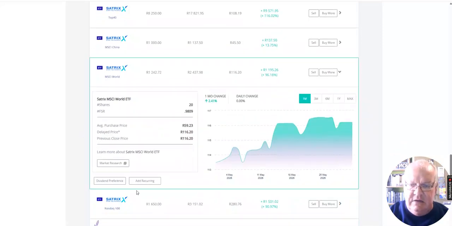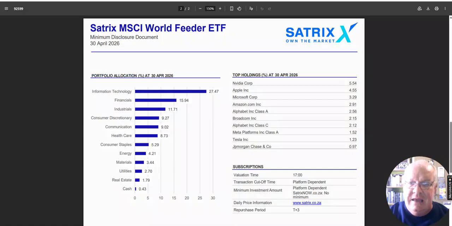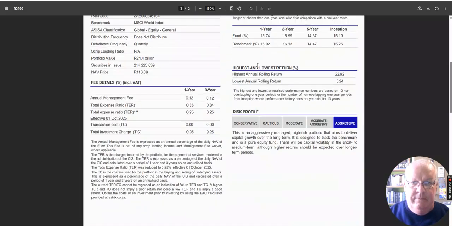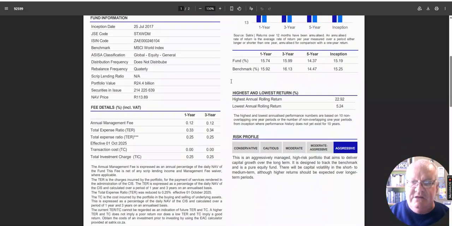Here's the Satrix World. You've basically bought the world, and you can see it's done very nicely. When you look at the fact sheet, just do a Google search and say, let me look for the MSCI World fact sheet. Three things I look at. Number one, how much does it cost? As you can see here, it's 0.25. If it's under 0.5%, I'm happy.